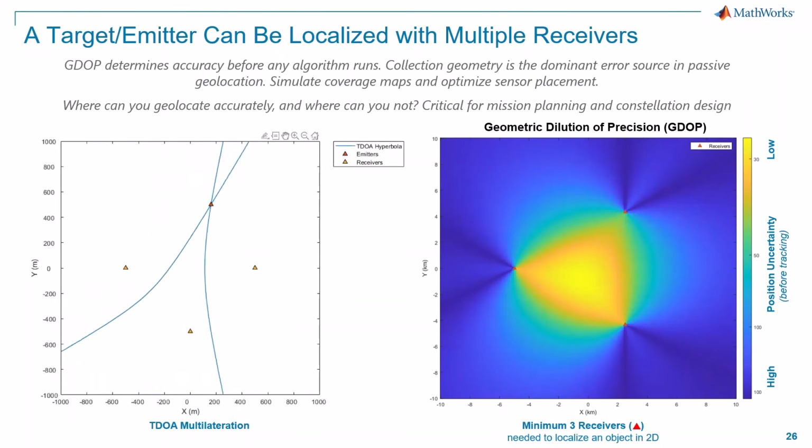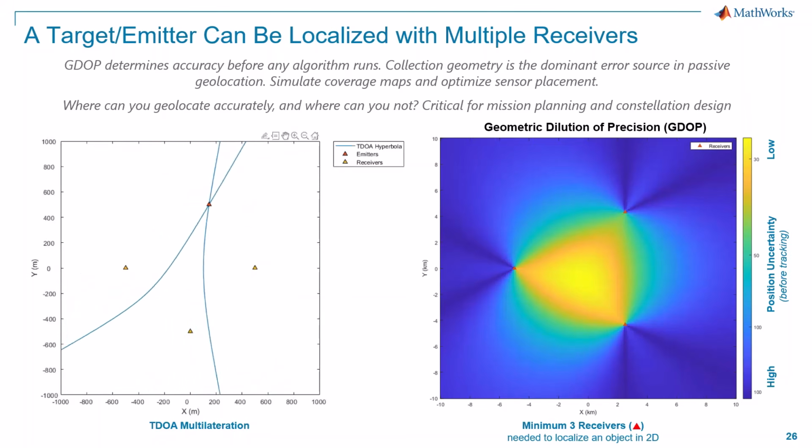The practical implication is, before you deploy sensors, simulate your GDOP. Where can you geolocate accurately and where can you not? Collection geometry is the dominant error source in passive geolocation. More important than timing accuracy, more important than algorithm selection. The best algorithm can't overcome poor geometry.